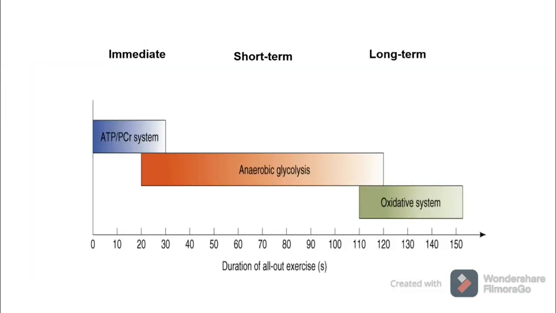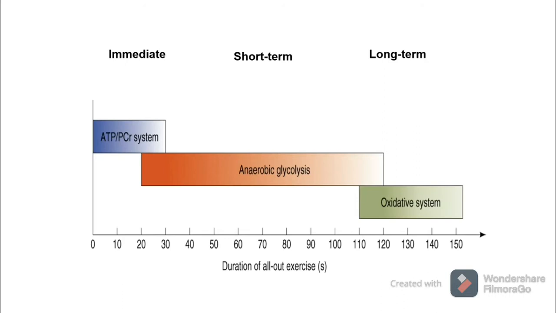So now we are looking at the process by which skeletal muscle contraction is fueled, that is, how the skeletal muscle gets the energy for its contractile process. There are three basic energy systems present in our body, namely the immediate energy system or the phosphocreatine system, the short-term energy system or anaerobic glycolysis, and the long-term system or the oxidative system. Each of these systems has a different characteristic.